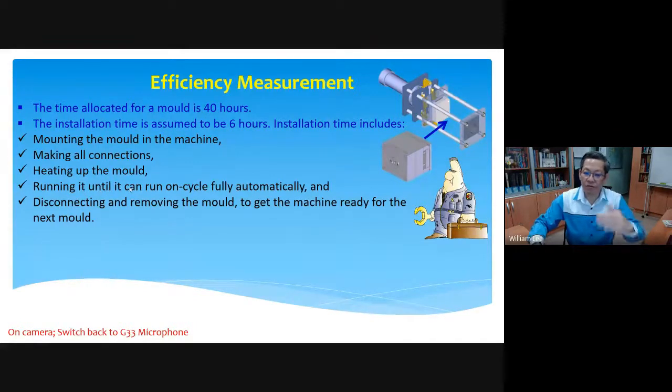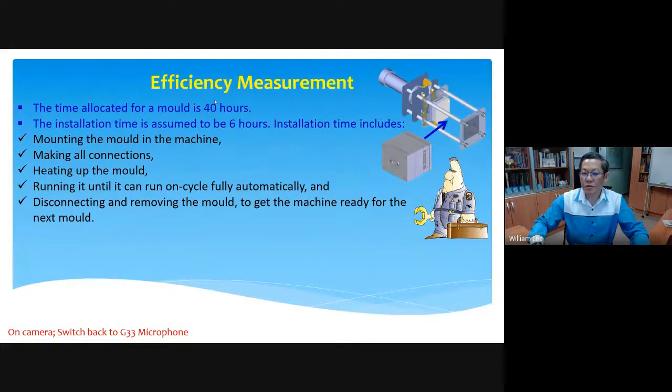After you run a few shots to warm up, then you can run it on the full cycle fully automatically. And also included here is dismantling. After you finish the order, you still need to take out the mold, so you need to disconnect and remove the mold and then get the machine ready. So these are all included under these 6 hours here. That means to install and to unload, it takes 6 hours.